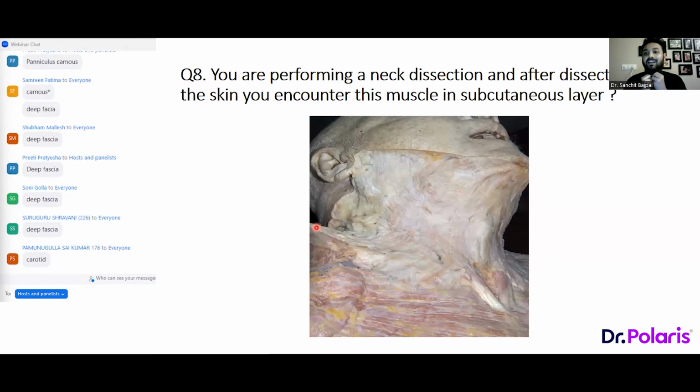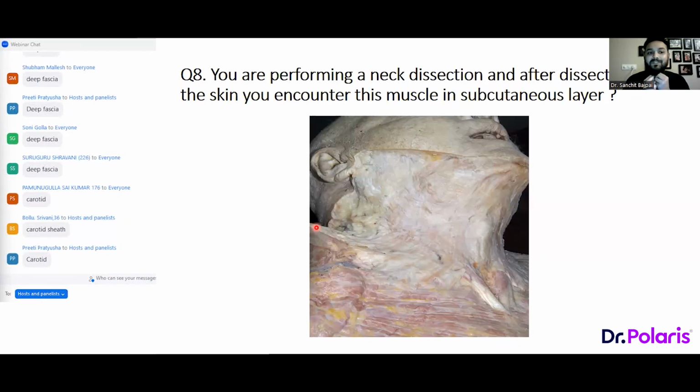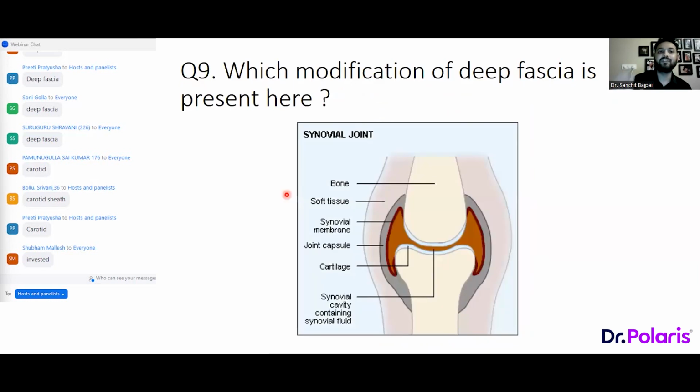I told you it's like a collar. So what is that collar called? No, not the carotid sheath, that is separate. That collar is called the investing layer. Okay, remember that. Investing. Yes, Shubham has rightly said. Investing layer, just like a collar. The carotid sheath is a modification of deep fascia which is containing these vessels. This collar-like fascia that covers over the neck is in general called the deep fascia investing layer. Okay, right. Now we move on to the next question.